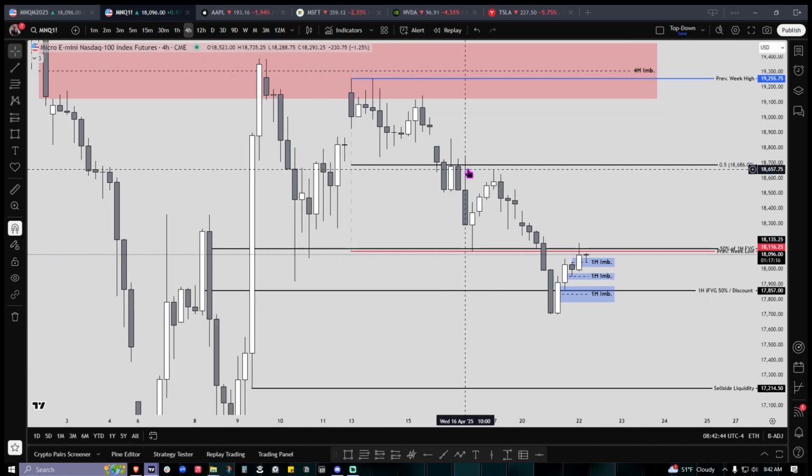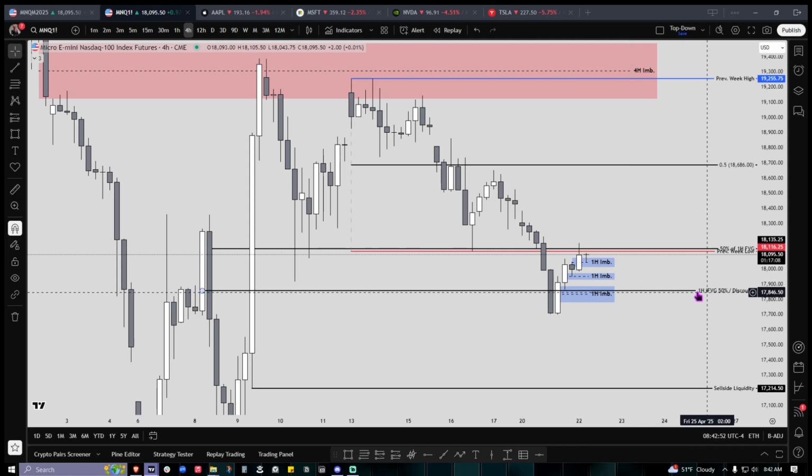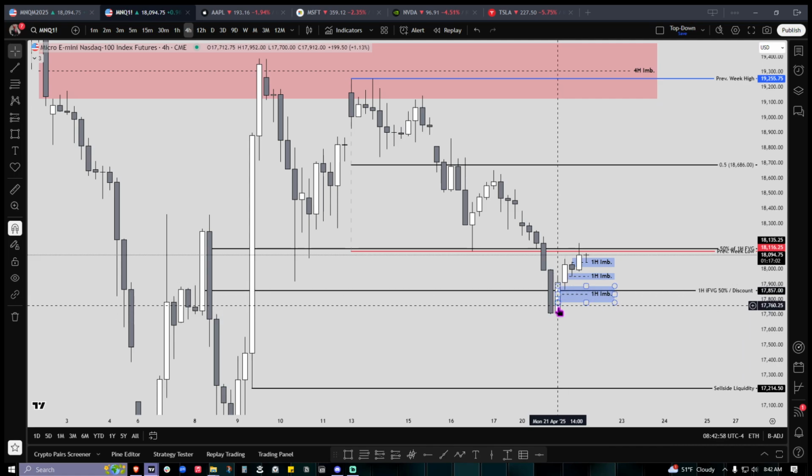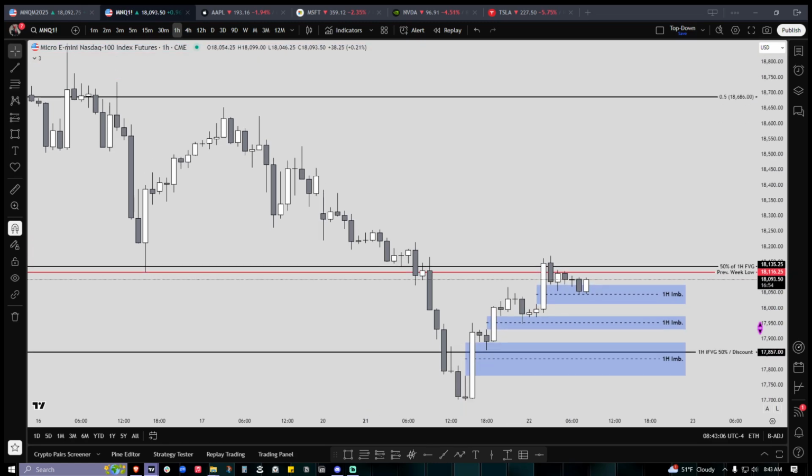can see, we did make a move down into our discount area that I had marked out last week, and I still have the 50% here. So we dipped down into discount and then had a market structure shift to the upside, and you can see that better on the hourly.